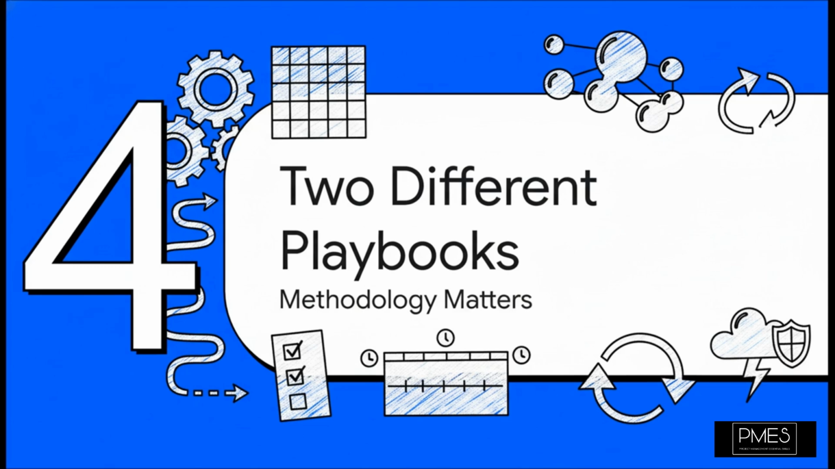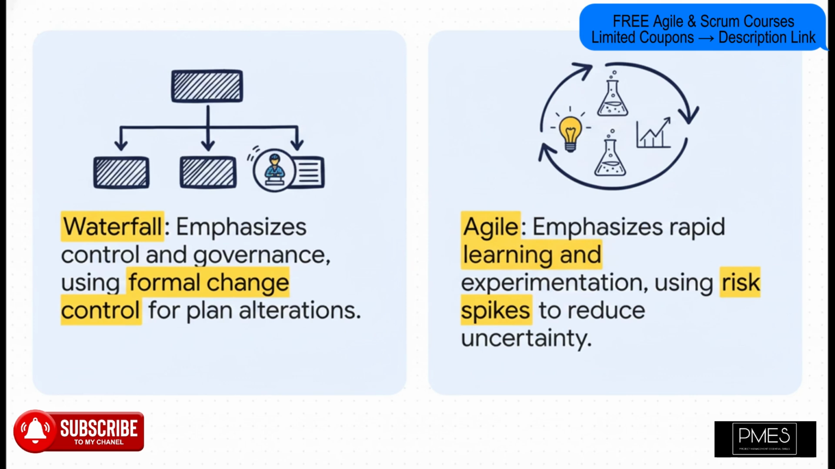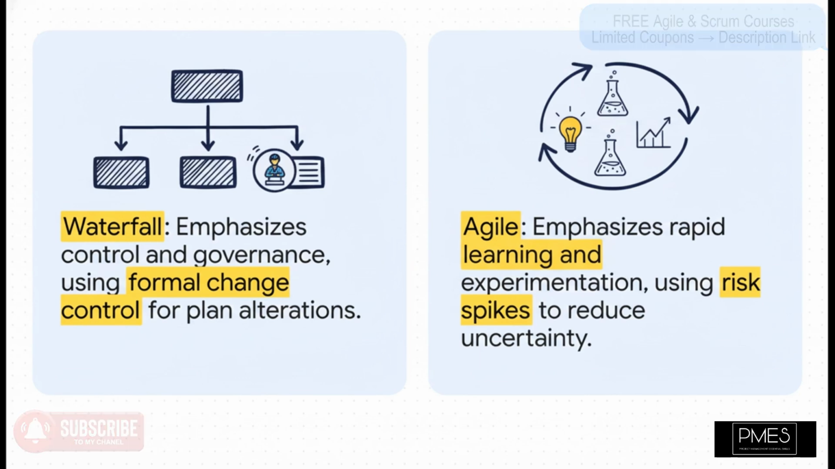Now, these core ideas are pretty much universal, but how you actually apply them can look totally different depending on your project management style. And that brings us to two very different playbooks for dealing with risk. So on one side, you've got the classic waterfall method. Its whole philosophy is about control and governance. If a risk means you have to change the plan, you've got to go through a formal change control process.